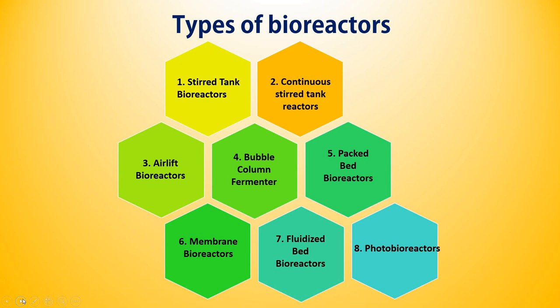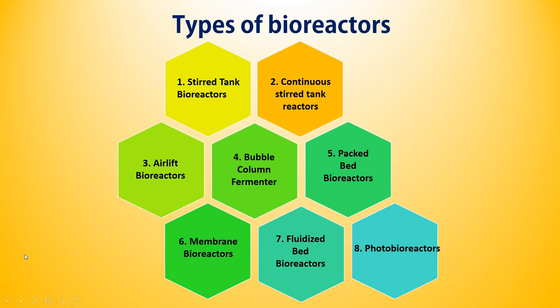Types of bioreactors. There are several different types of bioreactors available in the market at present, according to requirements in industrial scale as well as product development. But there are 8 different types of bioreactors which are essentially used in different industries. So what are those? Number 1 is stirred tank bioreactors.